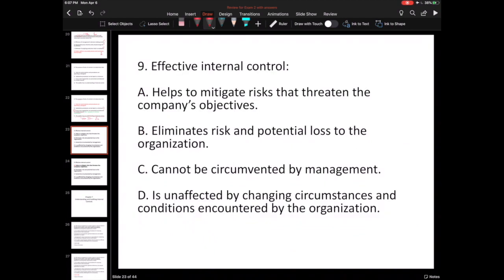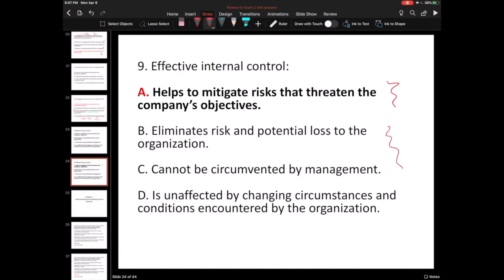Okay, effective internal control helps to mitigate risks that threaten the company's objectives. Hopefully this is the one you got. In terms of our wrong answers here, they are all way too extreme. Again, I read these answers and I'm like, okay, which of these ones is not like the others, right? So B is saying eliminates risk and potential loss, okay? This word implies 100% is gone.